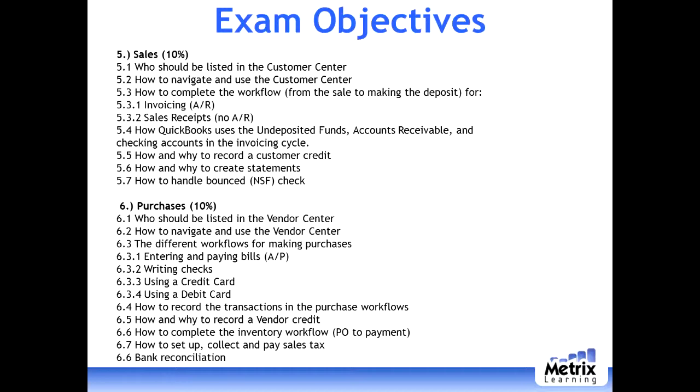Now, moving on to purchases. So purchases, again, is about 10% of the exam. You should just understand who should be listed in the vendor center. So essentially, that's anyone you pay, whether it's subcontractors, the utility company, landlord, tax agencies, whatever. Whoever you pay is a vendor.